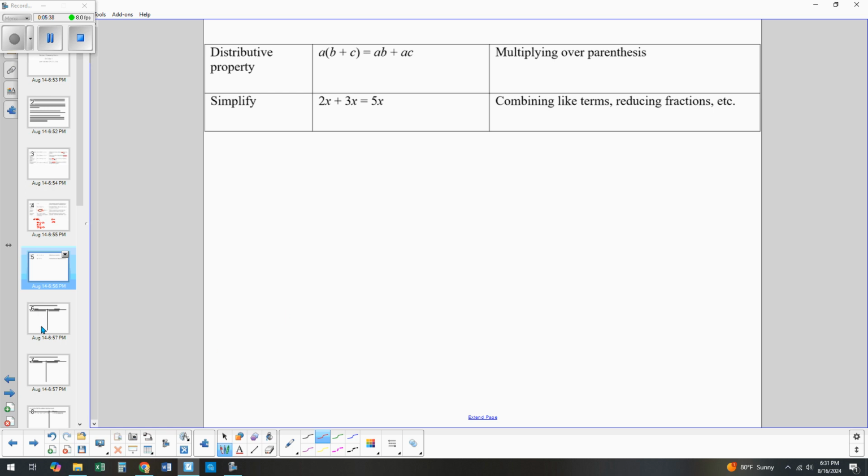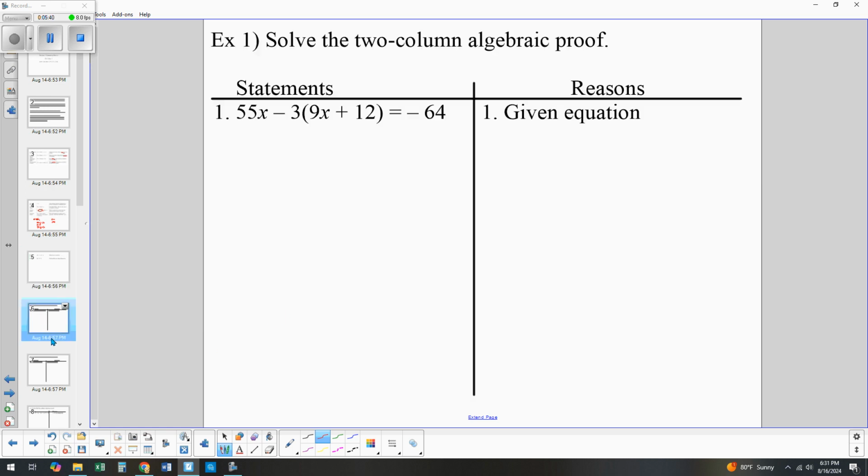So let's put these properties into use by completing a 2-column algebraic proof. And what this means is we're just going to solve this algebra problem and give our reasons, our properties, for why we did everything. So instead of showing this step here, which I normally would have done to begin with, I'm not going to show steps on this side. I'm just going to write what the result would be. I'm going to number it. That was number 1. This is number 2.